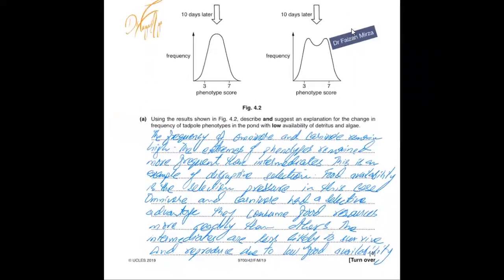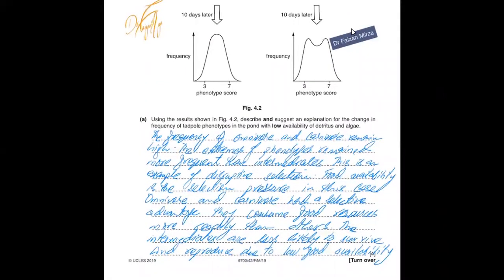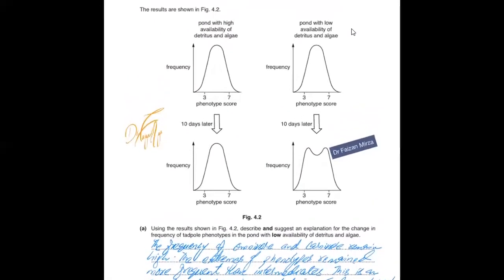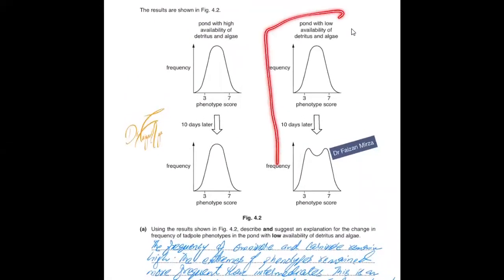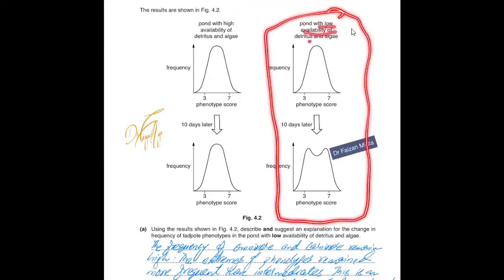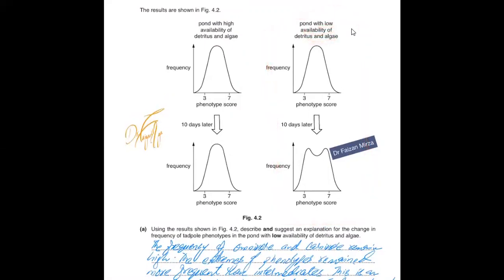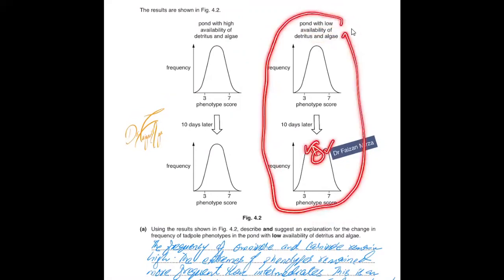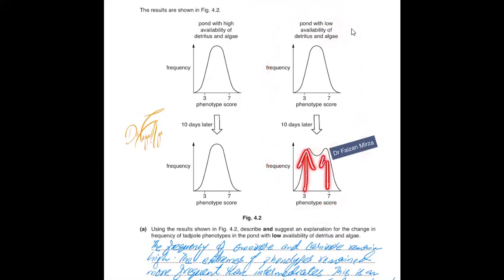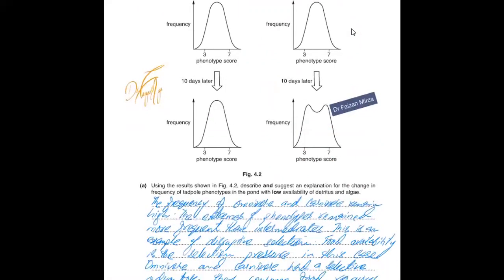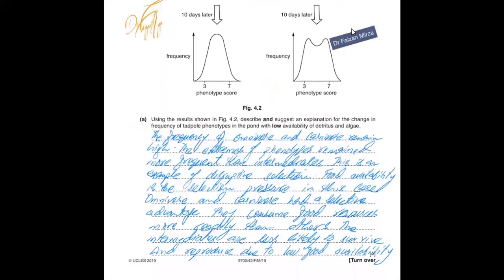So what are they asking? Using results shown in figure 4.2, describe and suggest an explanation for the change in the frequency of tadpoles in the pond with low availability of detritus and algae. So low availability of detritus and algae means that we have to refer to the curves for the low availability. You can say that in this condition, disruptive selection occurred, and both the score 3 and the score 7 increase, whereas the intermediates decrease. So this is what we're mentioning. The frequency of omnivore and carnivore remains high. The extremes of the phenotypes remain more frequent than the intermediate. This is an example of disruptive selection.